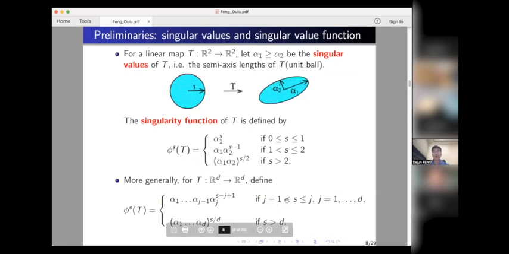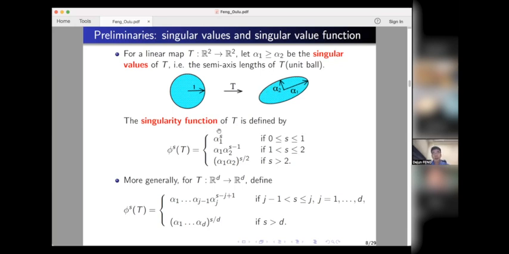Here we still need to introduce the notion of singular value functions. For a linear map T defined on R^2, let alpha 1 and alpha 2 be the singular values of T. Under the mapping T, the unit ball becomes an ellipsoid. So alpha 1 and alpha 2 are simply the semi-axis lengths of the ellipsoid.